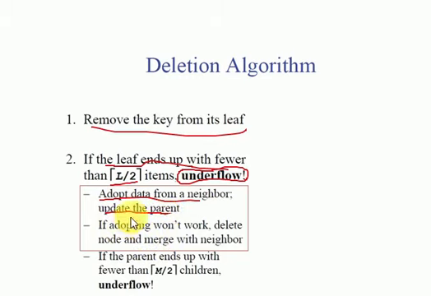Now, when can I adopt the data from the neighbor? Only when the neighbor contains more than the required number of keys. If it doesn't contain more than the required number of keys, then we will delete that node and merge our node with the neighbor. That's what we have done, right? And then we check at the parent level whether it is fulfilling the definition of a B plus tree index node or not, which is to contain m by 2 children or not.